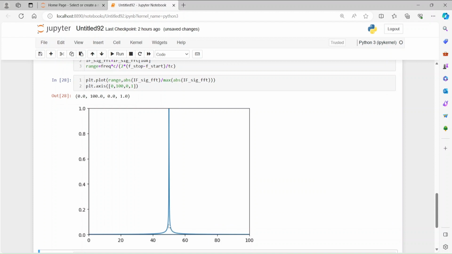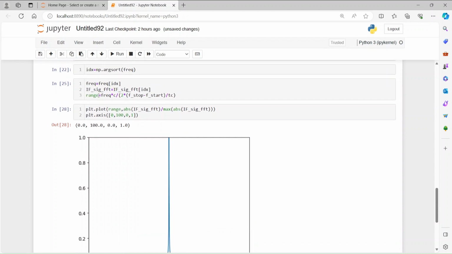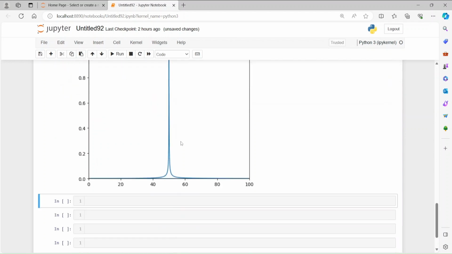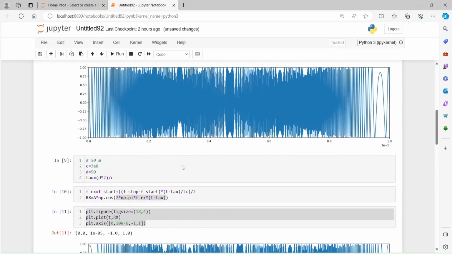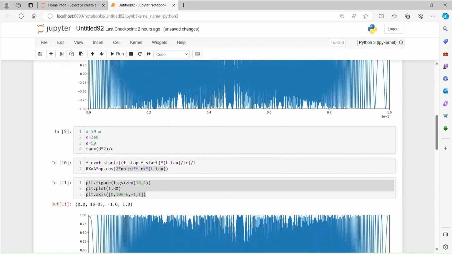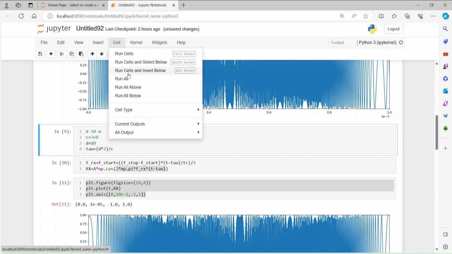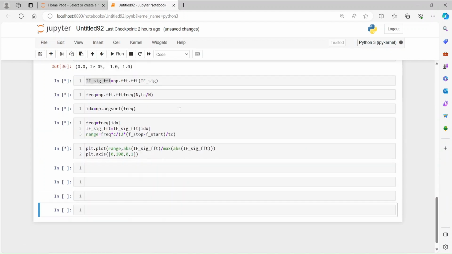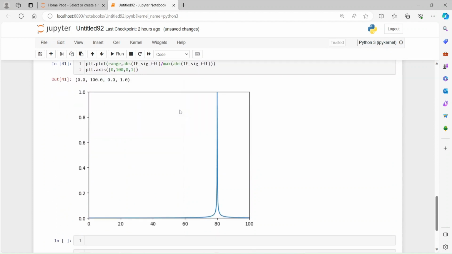This peak indicates that we have a target at 50 meters, and this axis is in range. We have converted that into range using this equation. I can now change the target distance. It's 50 meters, so I can make it 80 meters and see where it pops up. Run everything again. It's going to take a bit, and you see it's moved to 80 meters.